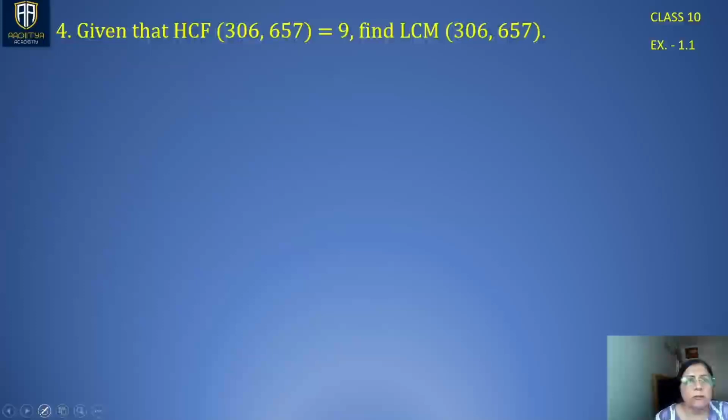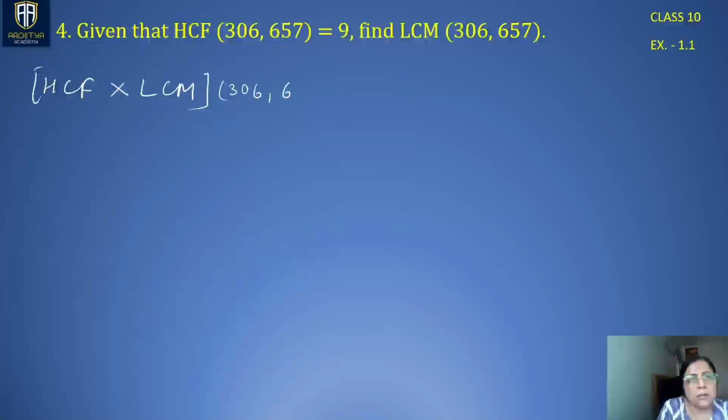Next we have, given that the HCF of these two numbers is 9, find the LCM. So what we have to do is, we have already learned the formula that the product of HCF into LCM of these two numbers, that is 306 and 657, should be equal to the product of these two numbers, which is 306 into 657. We have done this formula in question number 2. So since we have verified, you can use this formula to solve the questions.